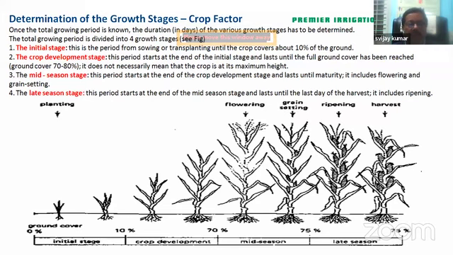Because this is a very important thing. We understood that there is an initial stage where the crop is going to cover about 10% of the ground. The crop development stage where you're going to have ground cover covering around 70 to 80%, and the mid-season stage where it is going to cover around 75%, and the late season stage where it is going to be tapered off. So when you are doing the calculation, you have to consider the crop factor, what stage of the growth the plant is in. So accordingly, the crop water requirement also will vary.